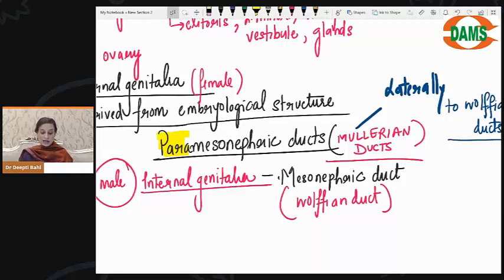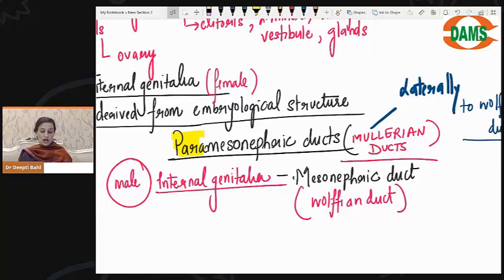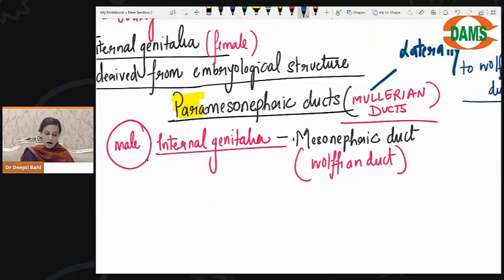Now, we already know what the female internal genitalia are. What are the male internal genitalia? Very important for exams as well. You should know what all structures come under male internal genitalia. We are going to remember them with a mnemonic, which is called SEED.